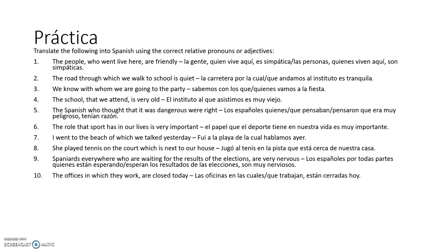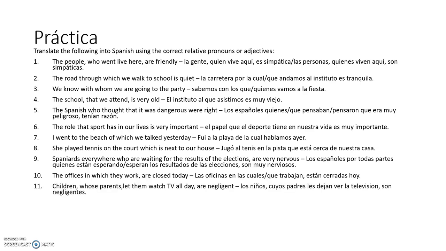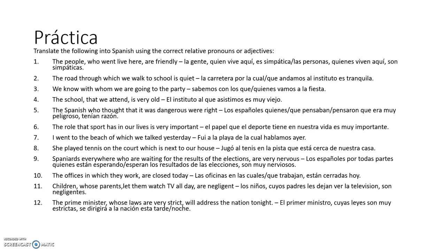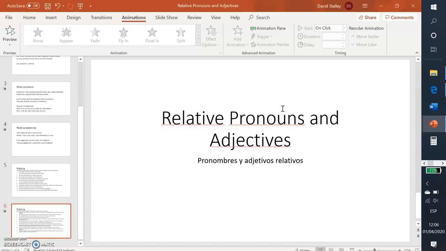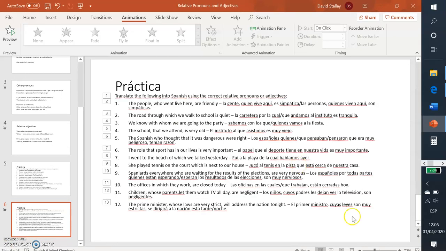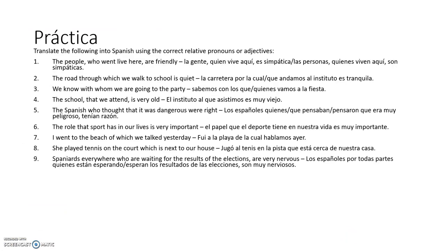Las oficinas en las cuales o en las que trabajan están cerradas hoy. Los niños cuyos padres les dejan ver la televisión son negligentes. El primer ministro, cuyas leyes son muy estrictas, se dirigirá a la nación esta tarde o esta noche. Okay. Are there any more? No, that's it. Okay, so if we're not sure, go back through the video and you can have a little look to see why you got some wrong.